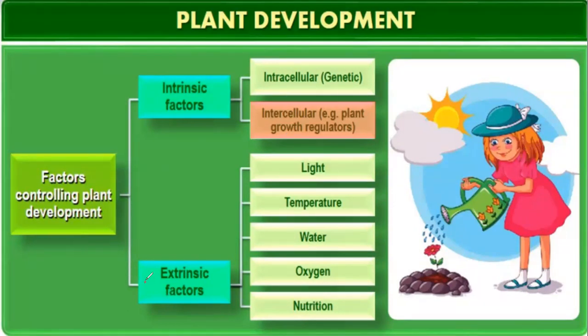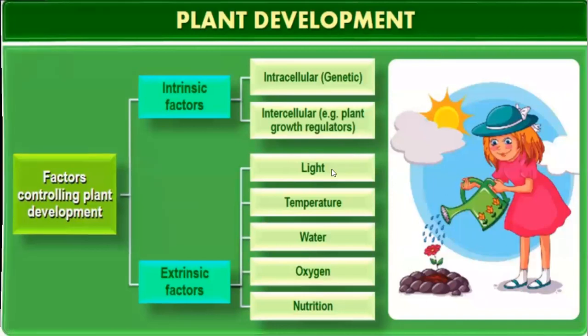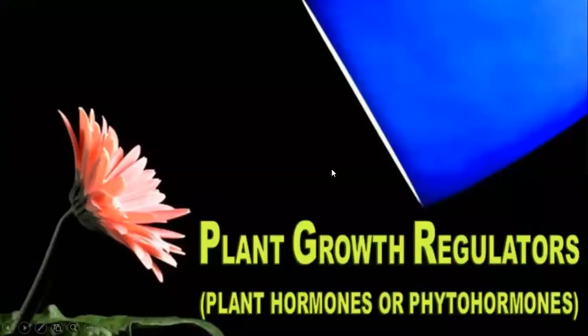There are certain extrinsic factors also, and they include light, temperature, water, oxygen, and nutrition. Is it clear, everyone? Okay. So in the next class, we'll be discussing the plant growth regulators or the phytohormones.